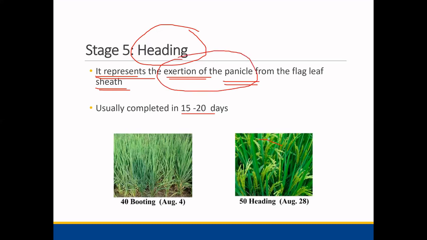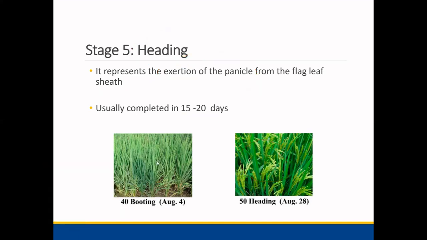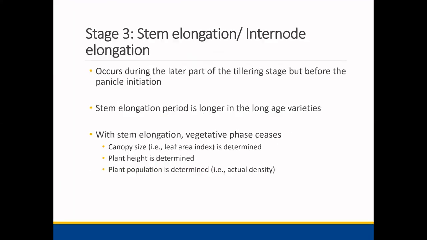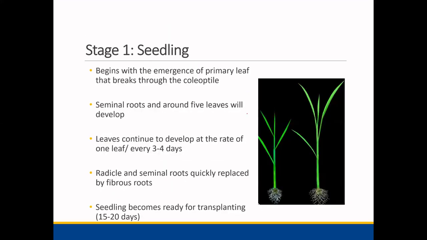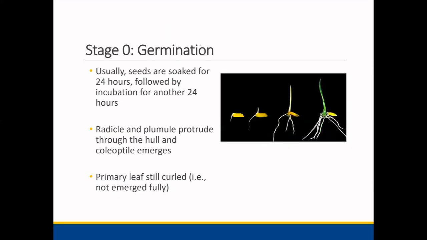Here in this picture, you can see the developed panicles coming out. These panicles will have spikelets, and the spikelets will have flowers. So this is in a sequence, and for you it's easy to understand. If I go back, you can simply remember.